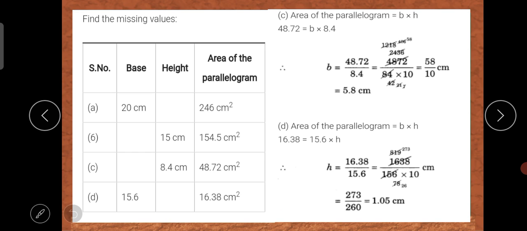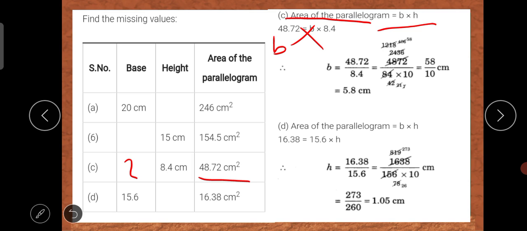See the question number 3. Area of parallelogram. The formula is B into H. So put here the value. Area of parallelogram, what is given here? 48.72, equals B, which we have to find here, not given, multiplied by 8.4. Now we are going to do the cross multiply. In this cross multiply, B will come to this side and the number which is with the base will be written as the denominator. So 8.4 we will write as the denominator.